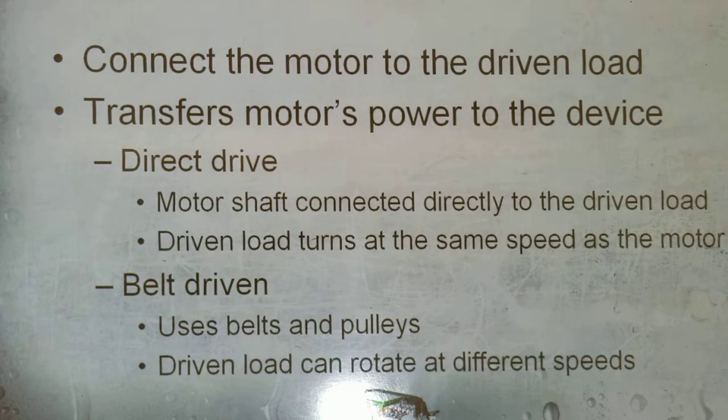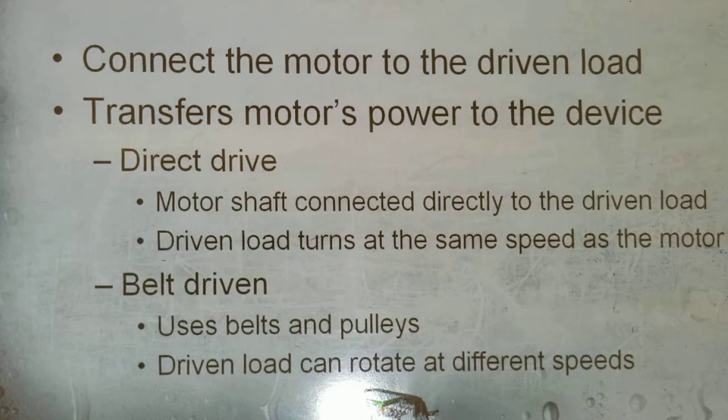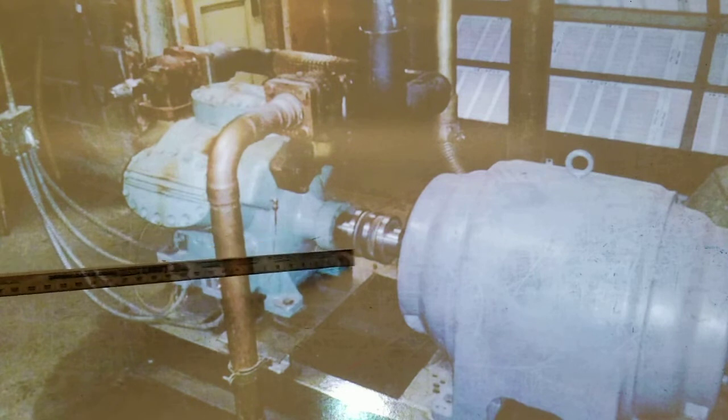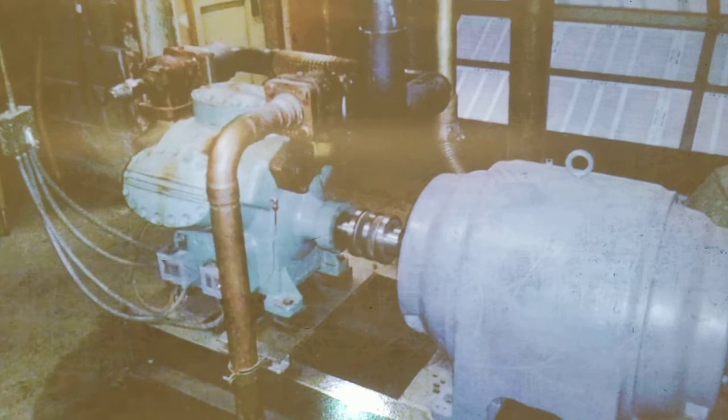Motor drives connect the motor to the driven load and transfer the motor's power to the device. Direct drive: the motor shaft connects through a coupling to the driven load, and the driven load turns at the same speed as the motor. Belt driven uses belts and pulleys, and the driven load can rotate at different speeds. So here is a direct drive, a motor with a coupler. You've seen this movie before, right?